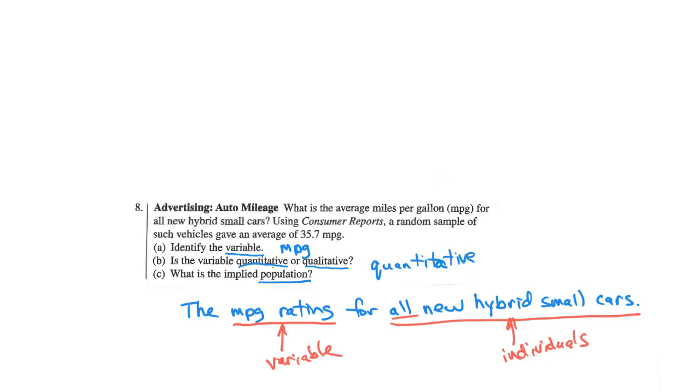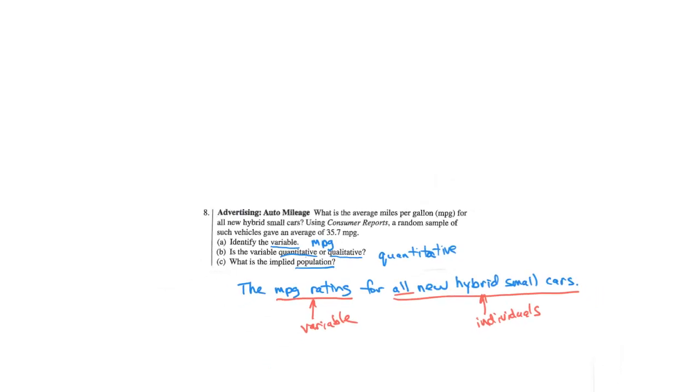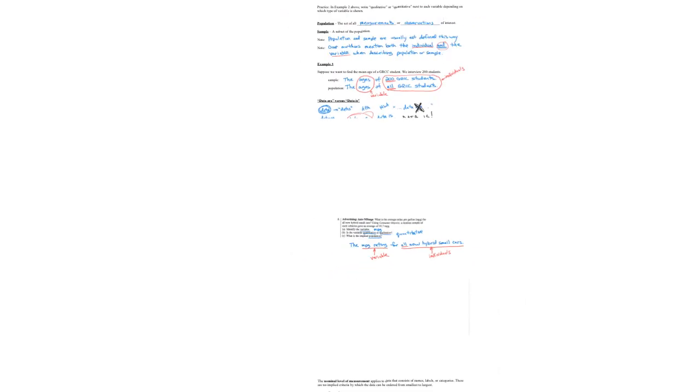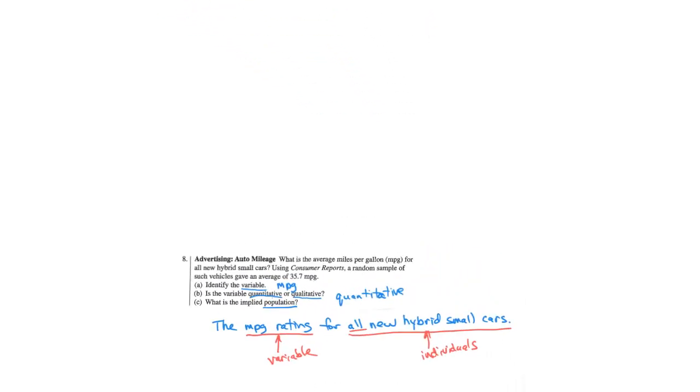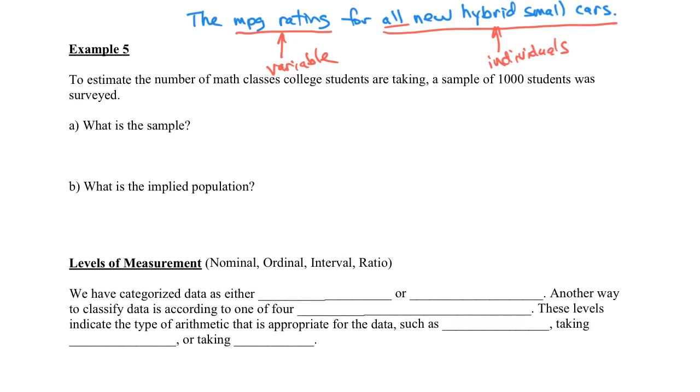Okay. And then we've got one more to practice. So let's take a look here. So we've got example 5. To estimate the number of math classes college students are taking, a random sample of 1,000 students was surveyed.